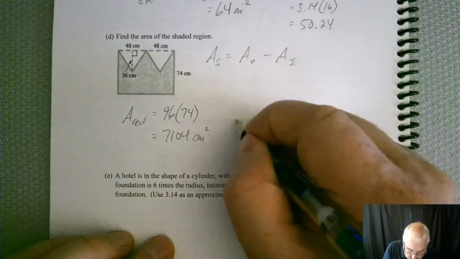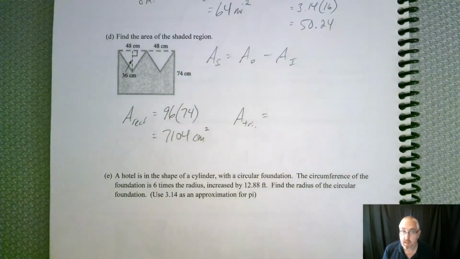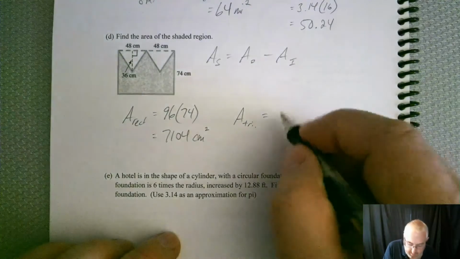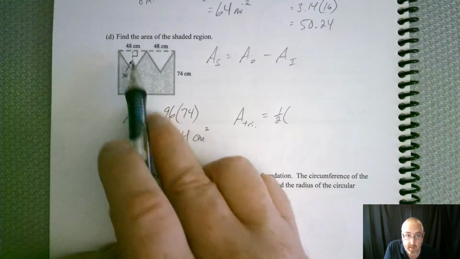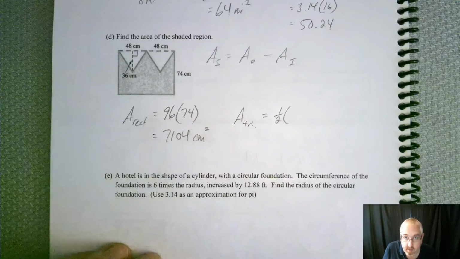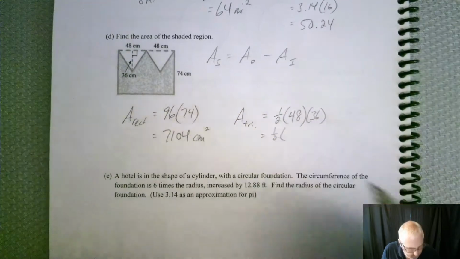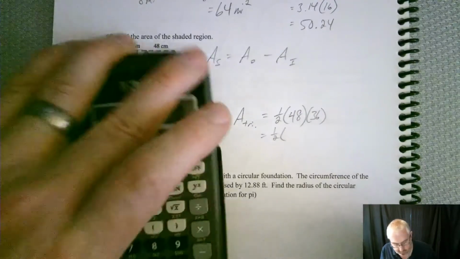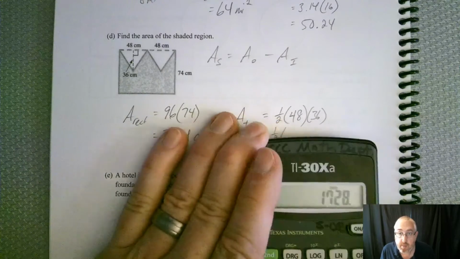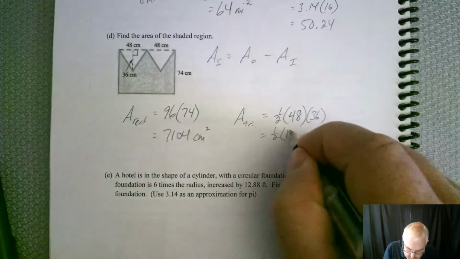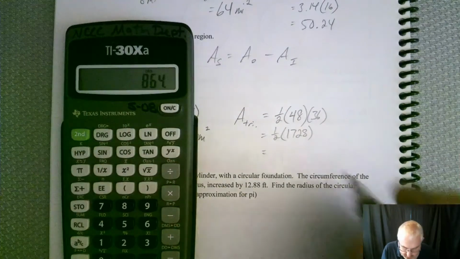Now we need to get a triangle. So what would be the dimensions of that? What's the formula? So remember, half base times height. So what's the base and height of your triangle? Well, we can kind of see 48 is across the bottom, and our dotted line in there is 36. So we got 48 and 36. So what's 48 times 36? 1728. And then if we take half of that, divide that by 2, 864.